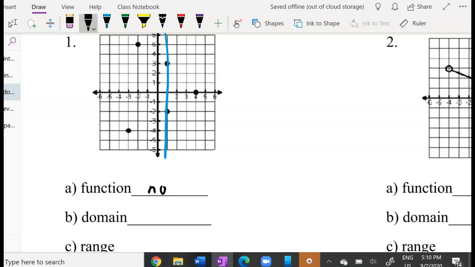As far as the domain, it is all of the x values. This point right here has an x value of -3. This point right here has an x value of -2. These points both have an x value of 1, and this point has an x value of 4. All of those points together make up the domain. So our domain, which is a set, so we're going to use the set brackets, consists of just the inputs, just the x values: -3, -2, 1, and 4.